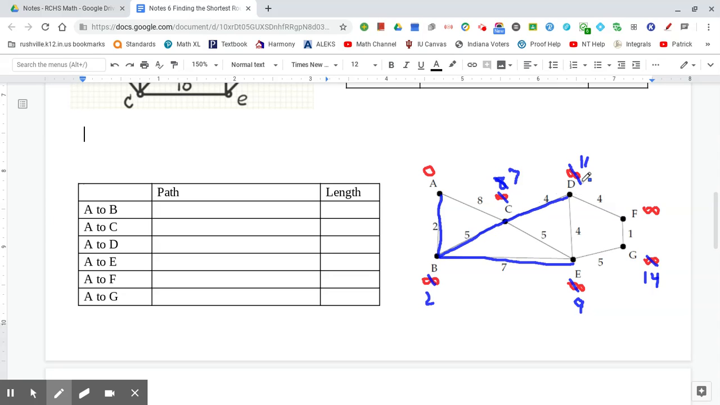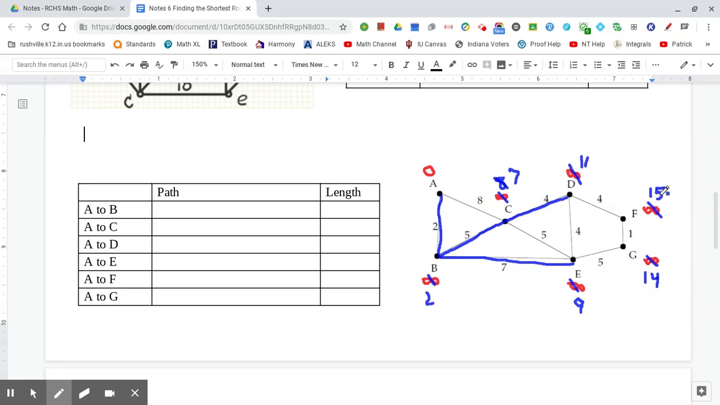All right, so then D. D was 11. We've already been to E. So now we're going to look at any other vertex that's adjacent to D that we haven't been to yet, and that's F. So we're going to take 11 plus 4, and that's going to give us 15. So we're going to cross out the infinity symbol and put down 15.